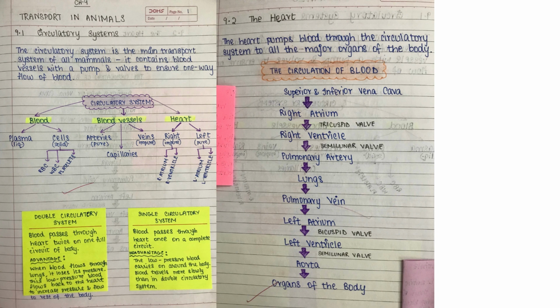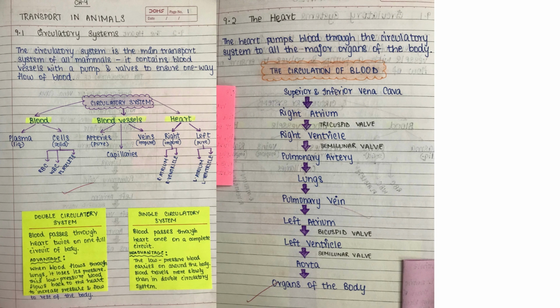So there are some advantages of a double circulatory system over a single one. Returning blood to the heart after it has picked up oxygen in the lungs means that it can be pumped around the body at a higher pressure. This means that blood can be pumped around the body much faster, so more oxygen can be delivered to the cells. This is particularly important for mammals because they use up a lot of oxygen to maintain their body temperature.